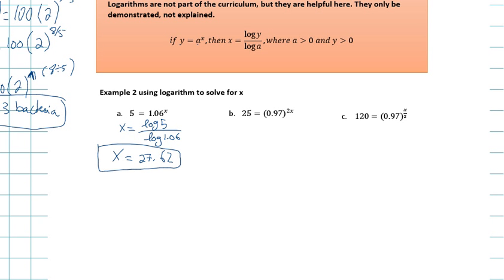What would I do? Log of 25 over log of 0.97. And what would that equal? Would that equal x? It would equal 2x, right? So 2x equals log of 25 over log of 0.97. Now find the answer for that.